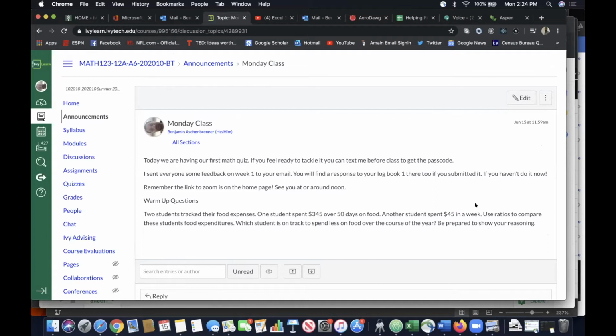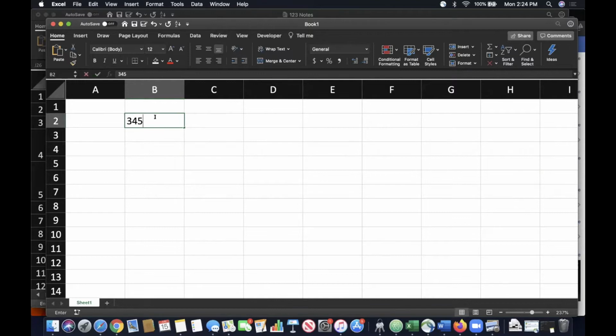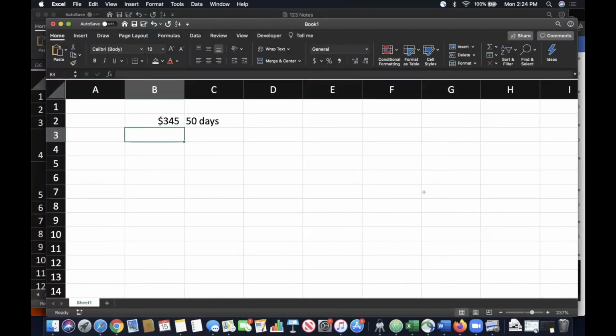Okay, so you got one student who spent $345 over 50 days. And then you have another student who spent $45 in a week. So I tried to throw a little curveball at you there by giving you different units of time, but of course I could just replace 1 week with 7 days. And that's an assumption, I guess, because we could be talking about a work week or a regular week, but I would assume that meant 7 days.